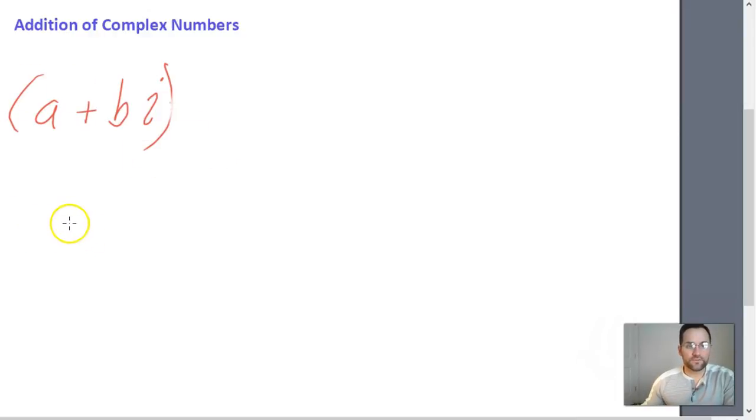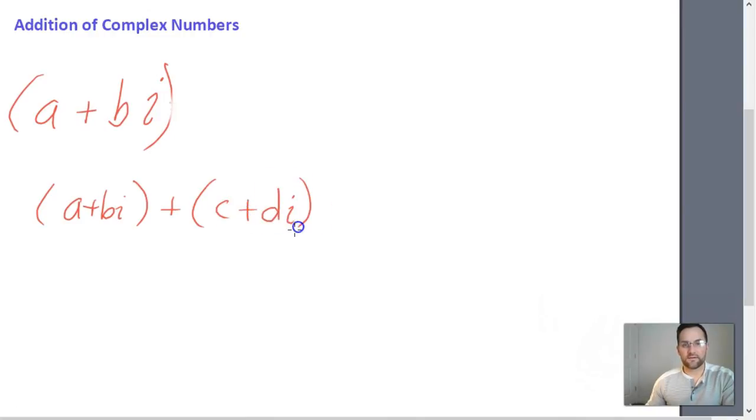Now what we're going to do is take a plus bi, and we'll put that in parentheses. And remember, when we put something in brackets or parentheses, what we're saying is everything contained therein is a single value. In a complex number, we kind of think of it as a single value. Now we're going to add that to another complex number, and we'll use the variables c and d, c plus di, and we'll also contain that in parentheses and treat that as a single value.